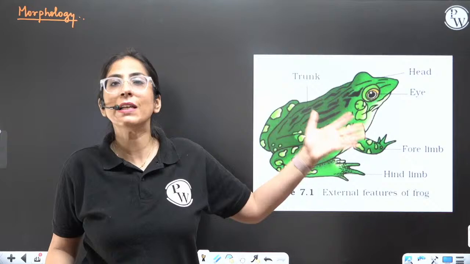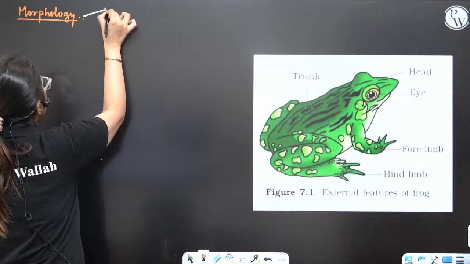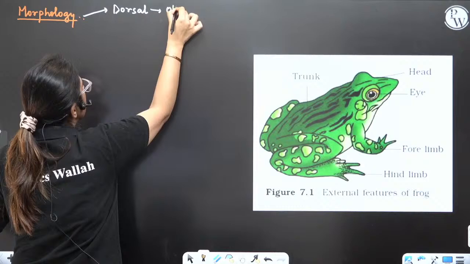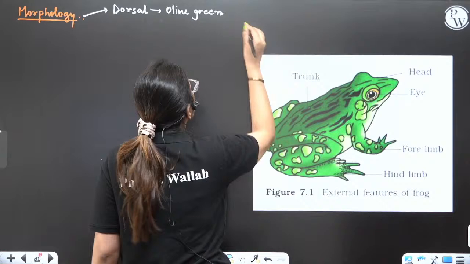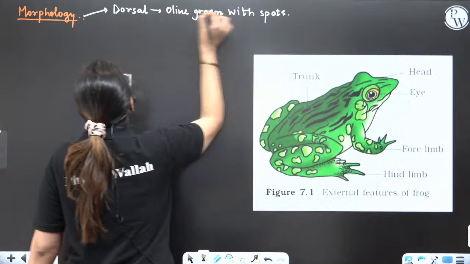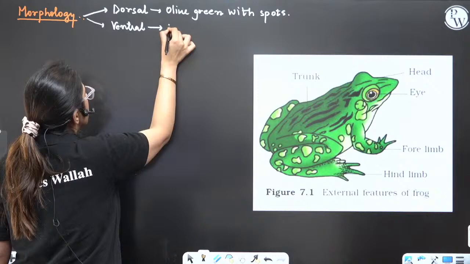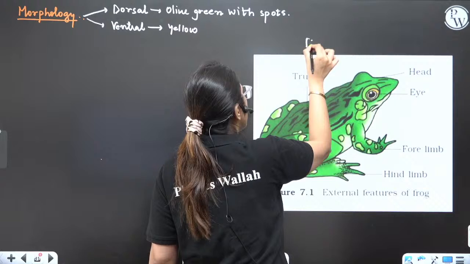Okay. Now, morphology, if I talk about their dorsal surface, dorsal one is olive green in color with black spots. Whereas if I talk about their ventral side, that is yellow. And again I am saying, the morphology, whatever we are doing, that is for the Rana tigrina.